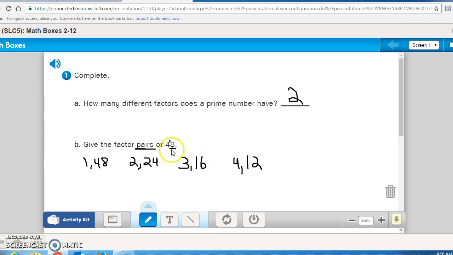5 times nothing is 48 because it doesn't end in a 5 or a 0. Oh, 6 times 8 is 48. 7 times nothing is 48. And then I'm up to the number 8. Once I start going back and repeating, I know that I'm done. So those are the answers for Math Box 1, Math Journal, page 62.